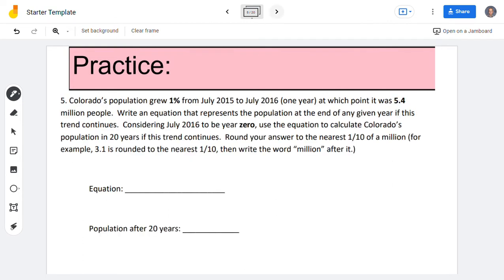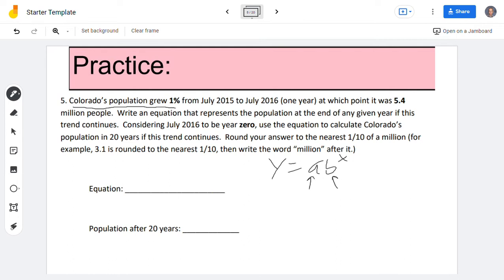Next question is about Colorado's population. We can read here, it says Colorado's population grew 1% from July 2015 to July 2016. And it asks us to find the population after 20 years. Well, since this is a growth question, again, we're going to use what we did before, y equals a times b to the x, where we have our starting value and our constant multiple.